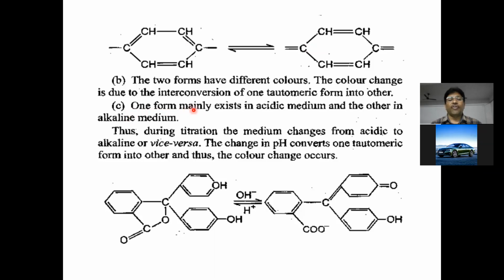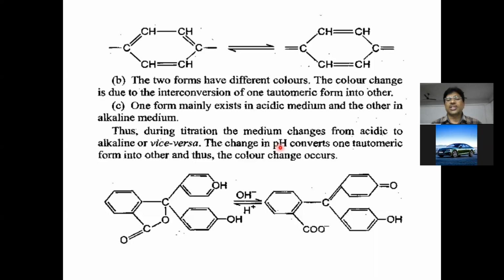Next point. One form mainly exists in acidic medium and the other form exists in basic medium. Alkaline medium means basic medium. In basic medium, one form will be there. In acidic medium, one form will be there. Thus, during titration, the medium changes, from acidic to basic and vice versa. That means the medium will be changing.